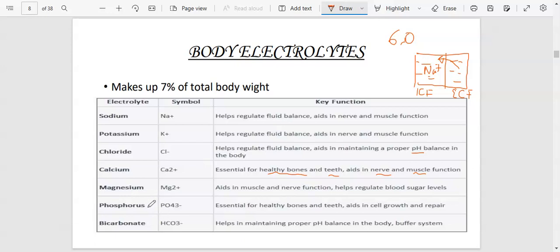We also have phosphorus, or the phosphate ion. This one is essential for healthy bones and teeth, and it also helps in cell growth and repair. So as cells grow, or when cells die off, or something happens for the cells to be repaired, there's a need for phosphate ions. We also have the bicarbonate ions, which help in maintaining proper pH balance in the body, and are therefore a buffer system, meaning that they prevent significant change in pH in the body.